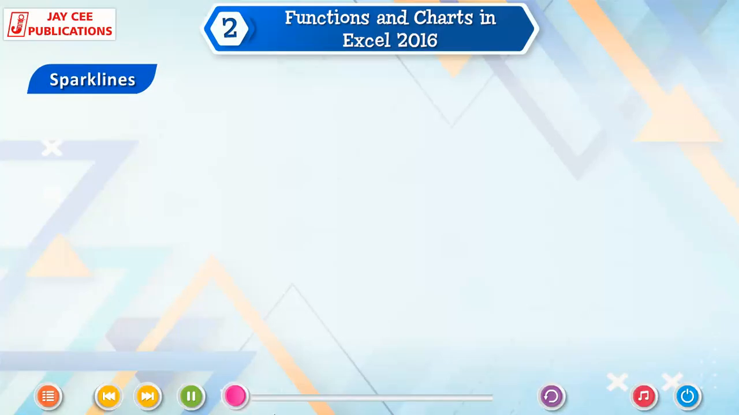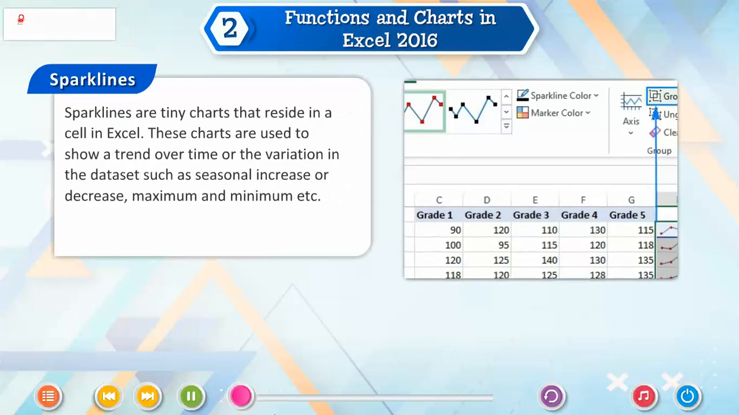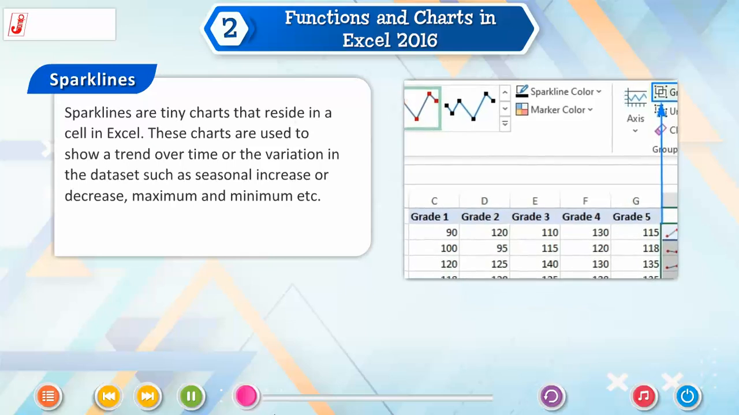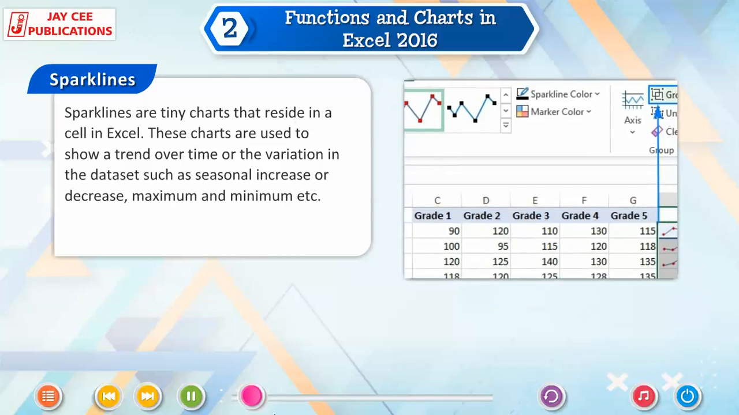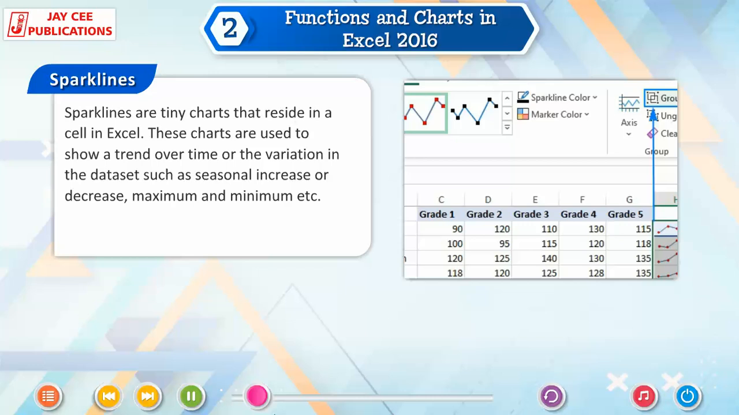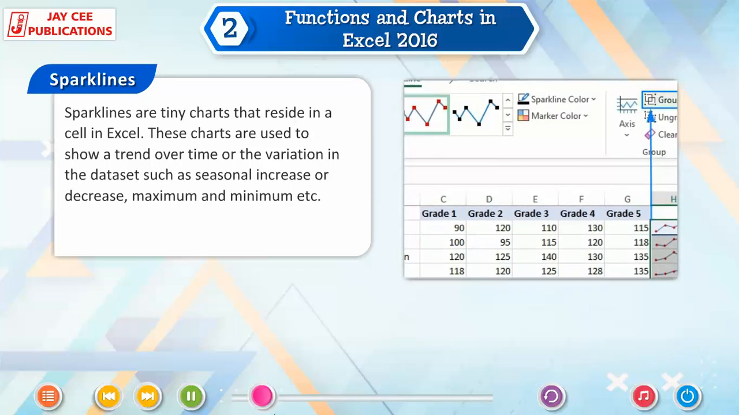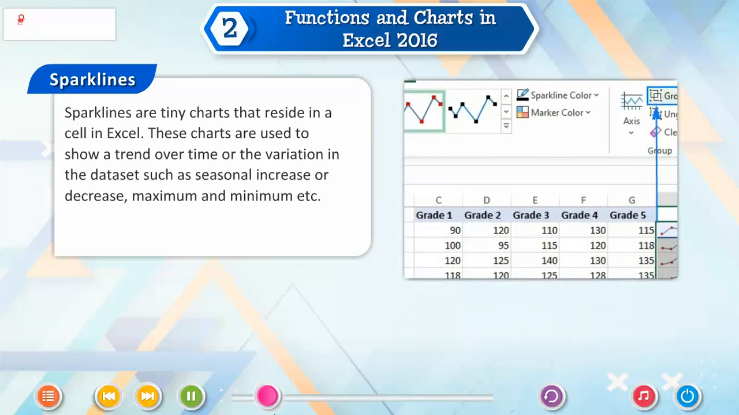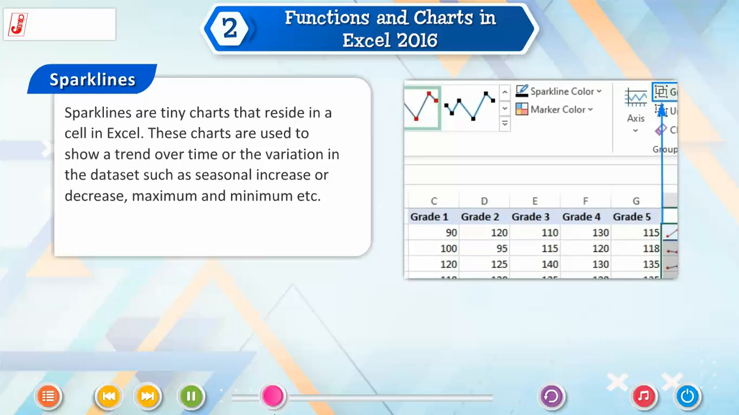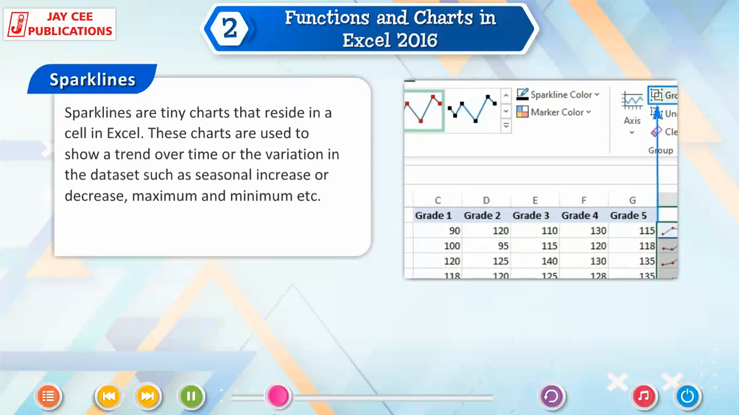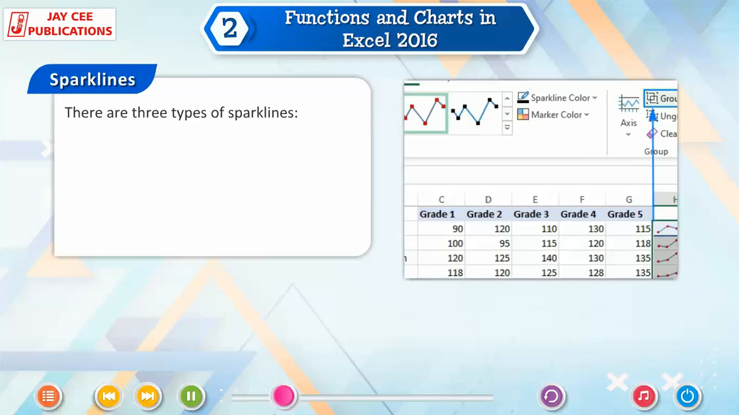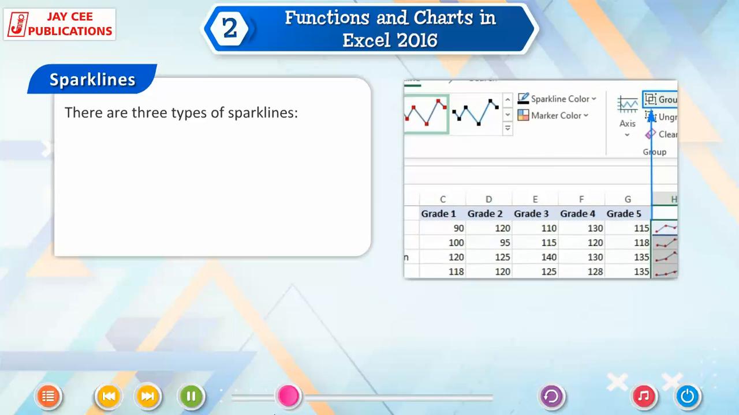Spark lines. Spark lines are tiny charts that reside in a cell in Excel. These charts are used to show a trend over time or the variation in the data set, such as seasonal increase or decrease, maximum and minimum, etc. There are three types of spark lines.